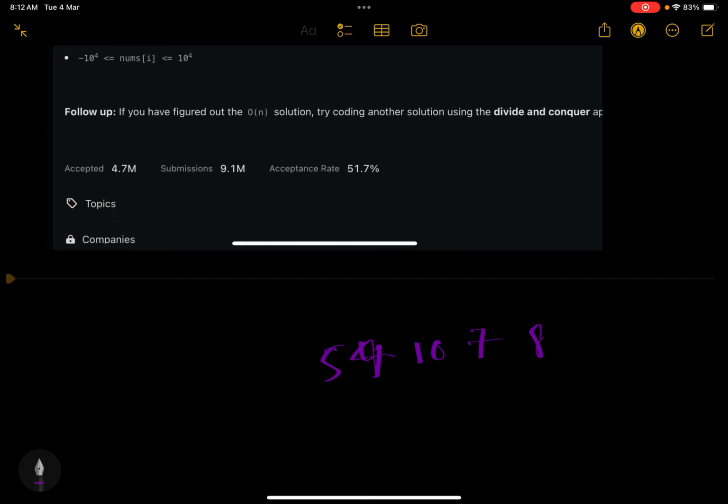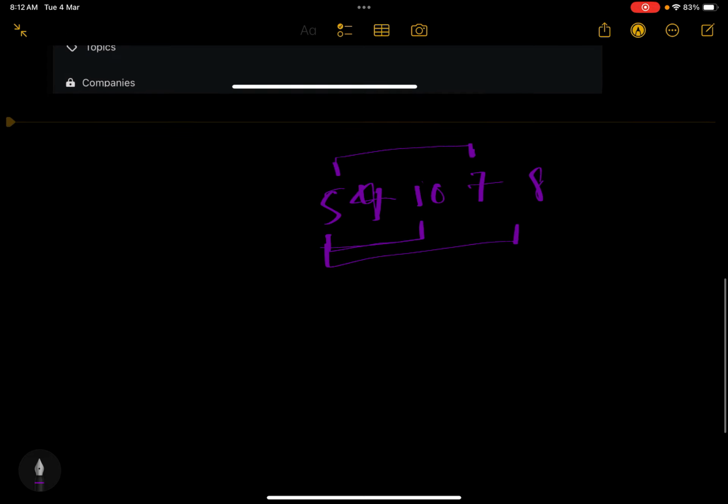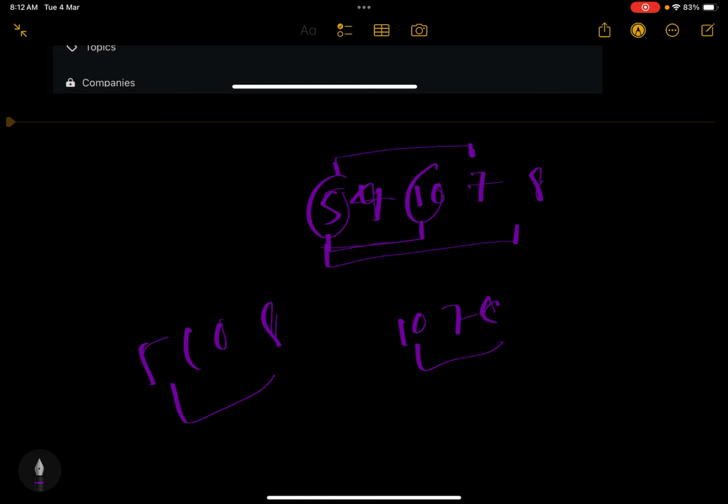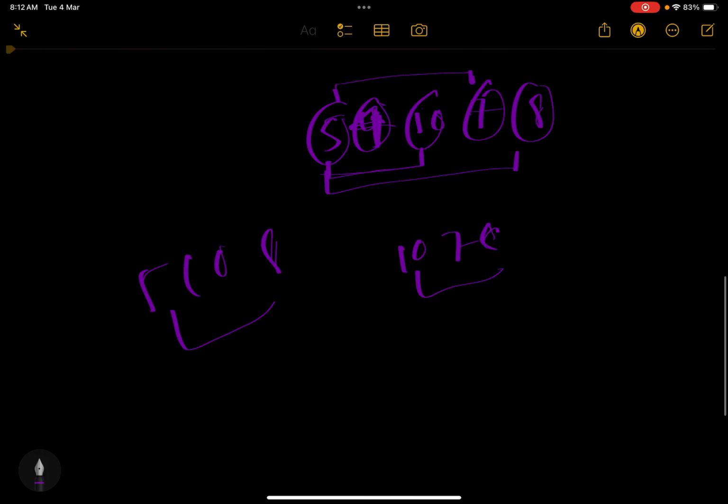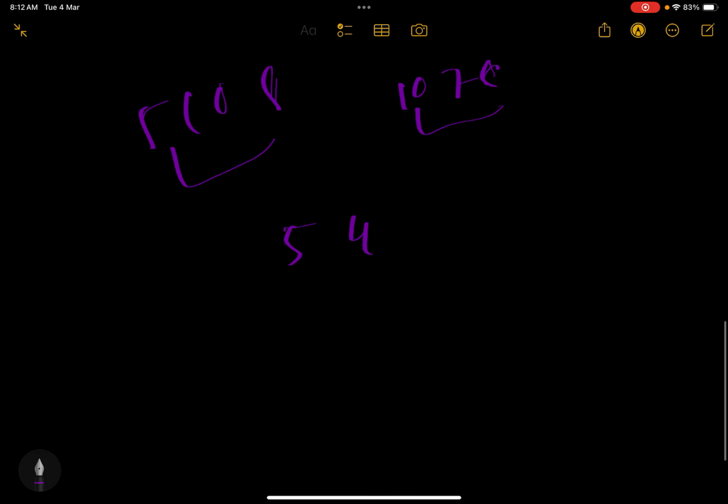First, let me tell you what a subarray is. A contiguous part of an array is a subarray. Like 5, 4, 10 is a subarray, 5, 4, 10, 7, 8 is a subarray, 5, 4, 10, 7 is a subarray, and 10, 7, 8 is a subarray, meaning a contiguous part of the array. But 5, 10, 8 won't be a subarray because you are not taking contiguous elements. You have left two elements there, so a subarray should be contiguous, right? So now let's move further.